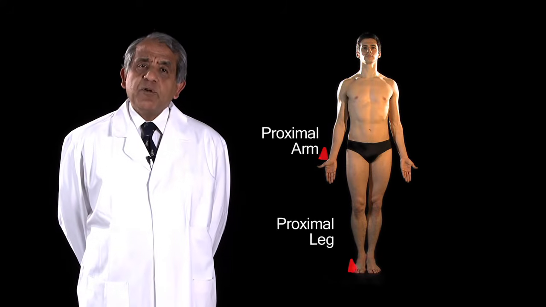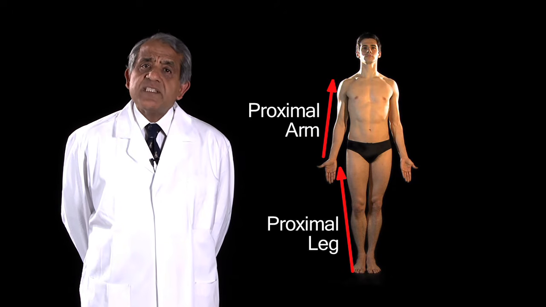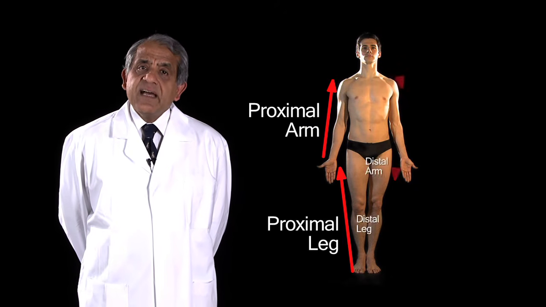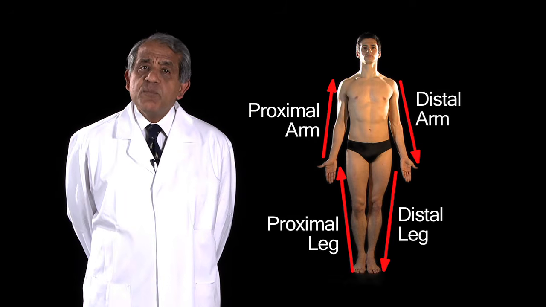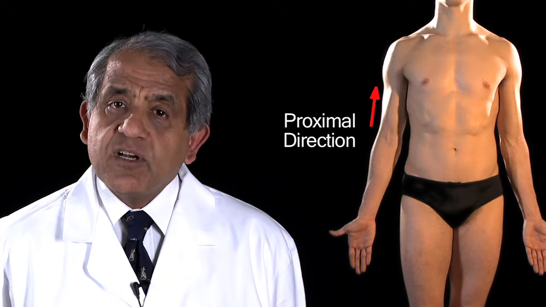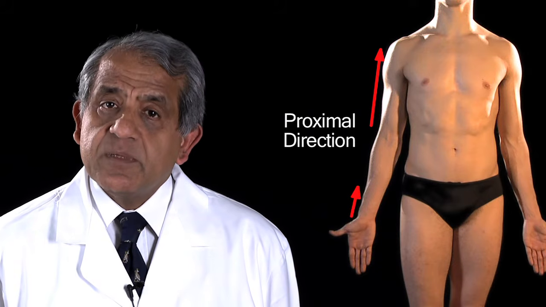The terms proximal and distal relate specifically to the limbs. The term proximal denotes the part of the limb which is near the trunk, and distal relates to the part of the limb that is removed from the trunk. Thus, the shoulder is proximal to the elbow, which in turn is proximal to the palm.